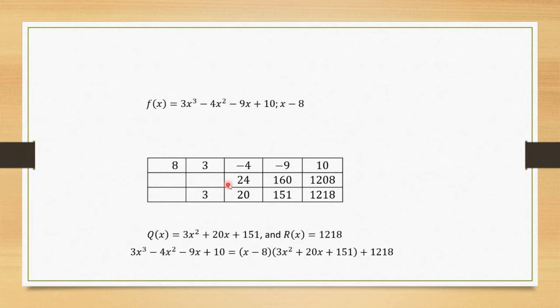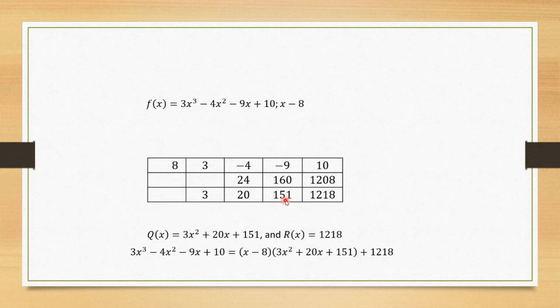We have 8 times 3 is 24. Minus 4 and 24, that's 20. 8 times 20 is 160. You multiply, the product goes to the right and up one, to the column to the right, up one row, and you add the numbers. You get 151.